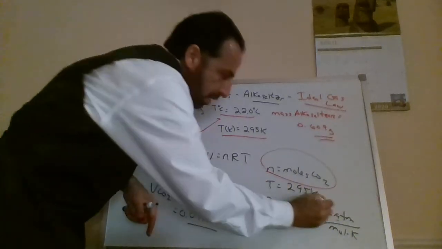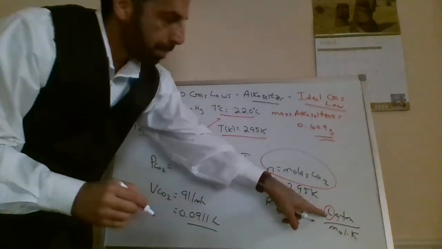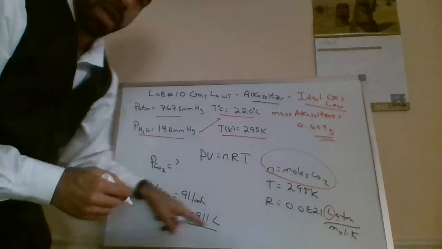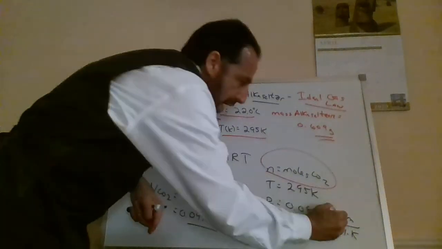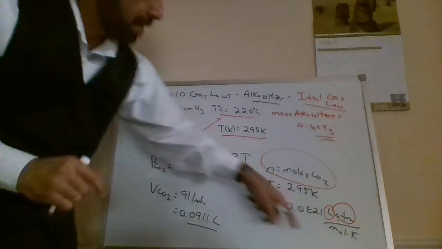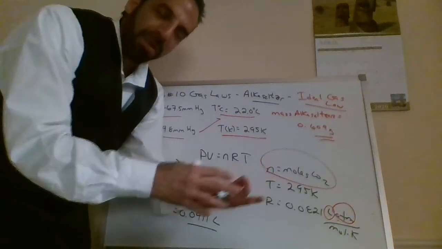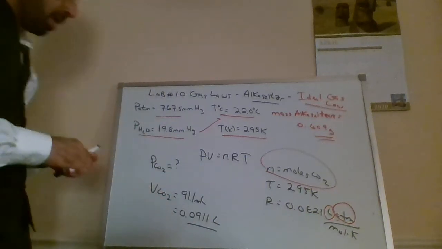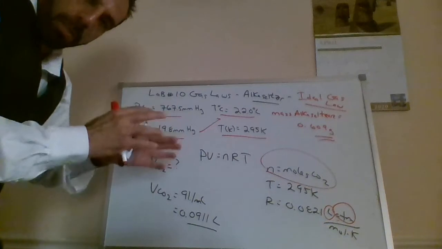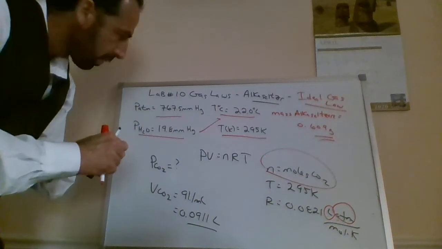So since the constant is in liters, we have to convert our volume to liters. Also notice that the pressure has to be in atmospheres. So we're going to convert our pressure into atmospheres, and then mole Kelvin. So again, temperature has always got to be in Kelvin for these gas laws. To get the pressure of carbon dioxide gas, we've got to do a little bit of algebra.